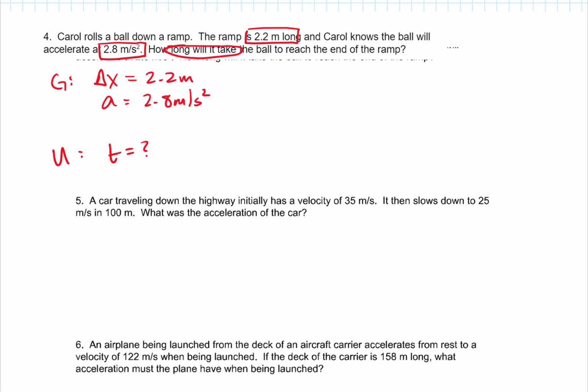But there's another one here. When Carol rolls the ball down the ramp, she's going to start it at rest. So one of the things that we have to imply is that the initial velocity is 0 meters per second. This is a tough point because it doesn't tell us that. We have to figure it out. She's going to start off at rest. That doesn't say it in the problem, but we can infer that it does start off at rest.